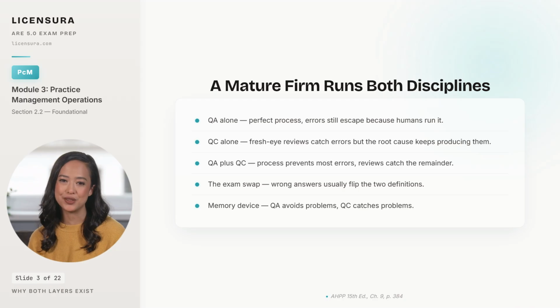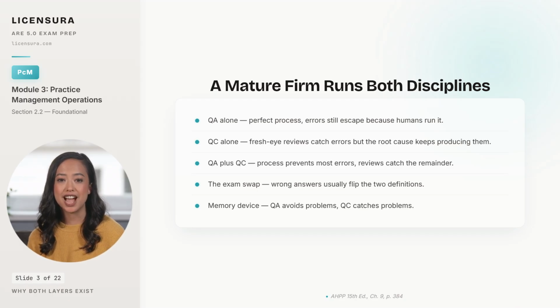On the exam, the wrong answer in a quality management question almost always swaps the two definitions, so train yourself to read carefully when the question mentions one of them. And keep the memory device close. QA avoids problems, QC catches problems. Avoid versus catch is the line that survives every exam variant.